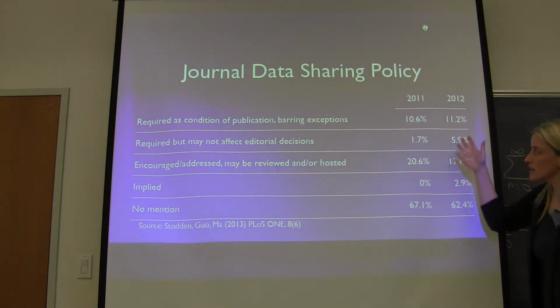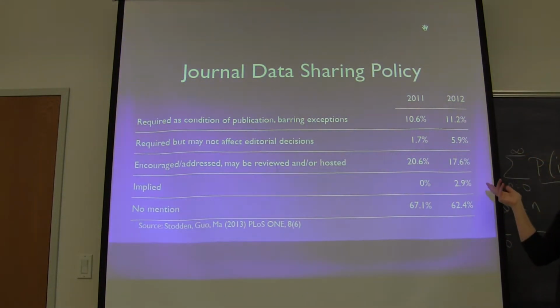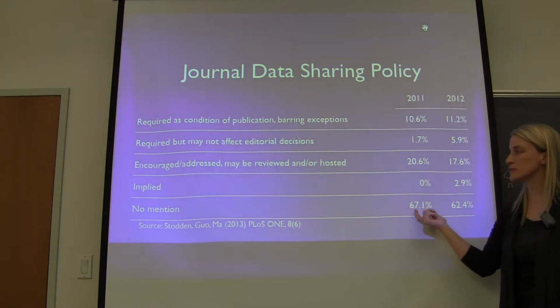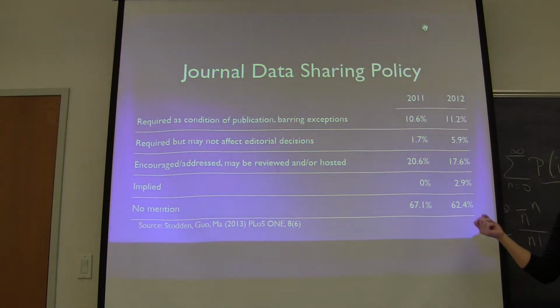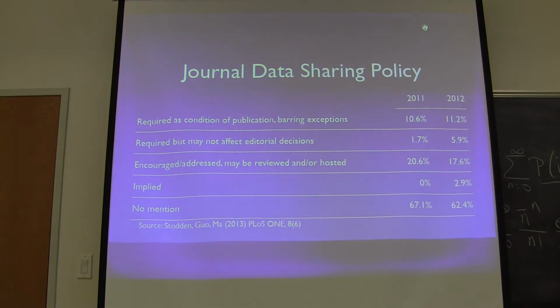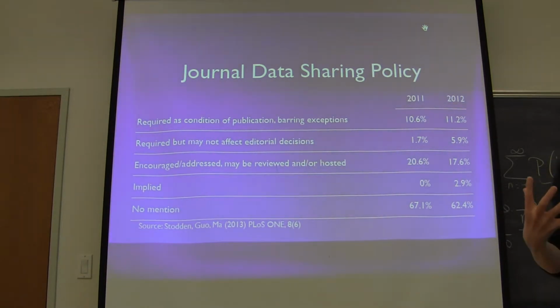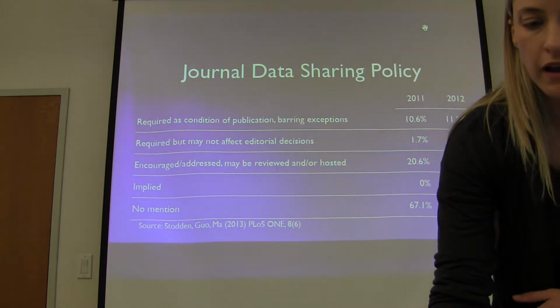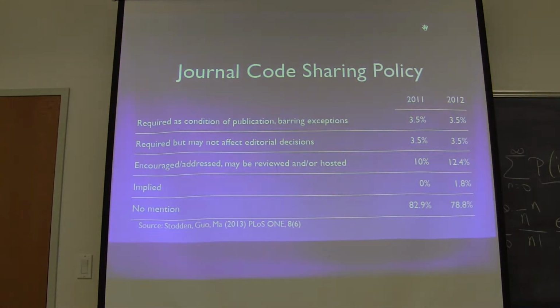And the numbers at a glance look low, but to me this actually looks much higher than what I would have expected. And you see this shift here from about 67% who are ignoring the issue of data sharing down to about 62% in a year. And to me this means that, surprisingly, journals are actually picking up on this issue and taking steps in this direction. I was also interested in the same questions for code.